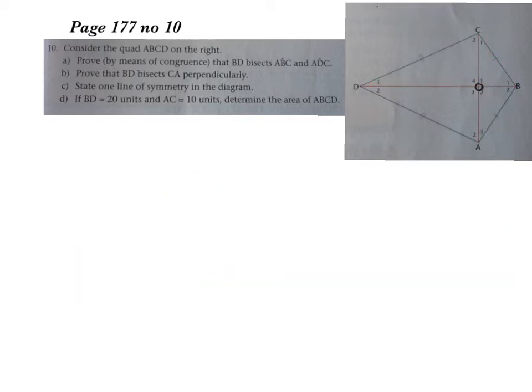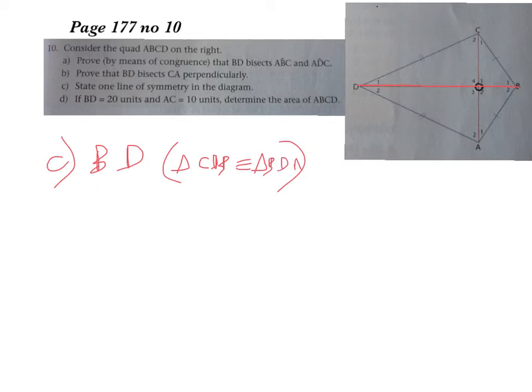C. State one line of symmetry in the diagram. That's going to be nice and easy. Our line of symmetry is always the longest diagonal in a kite. So our answer there is just BD. Also, we've proved already that triangle BCD is congruent to triangle BAD. So that will be our reason. Triangle CDB congruent to triangle BDA.